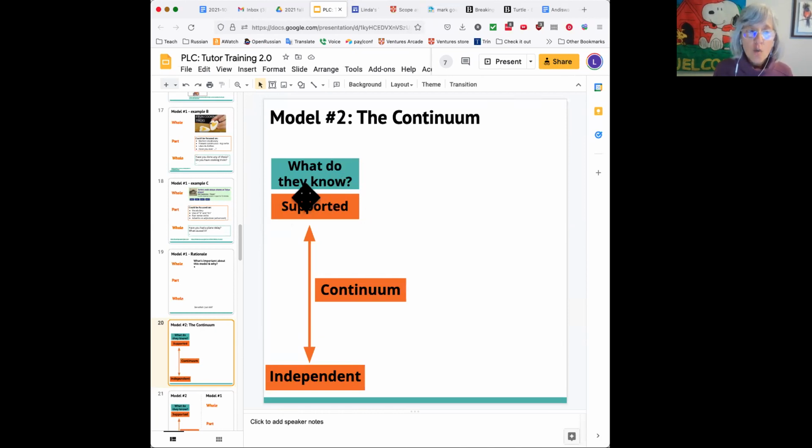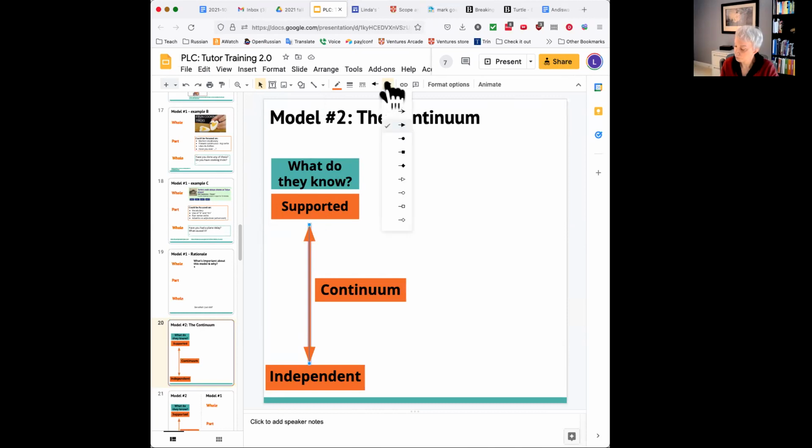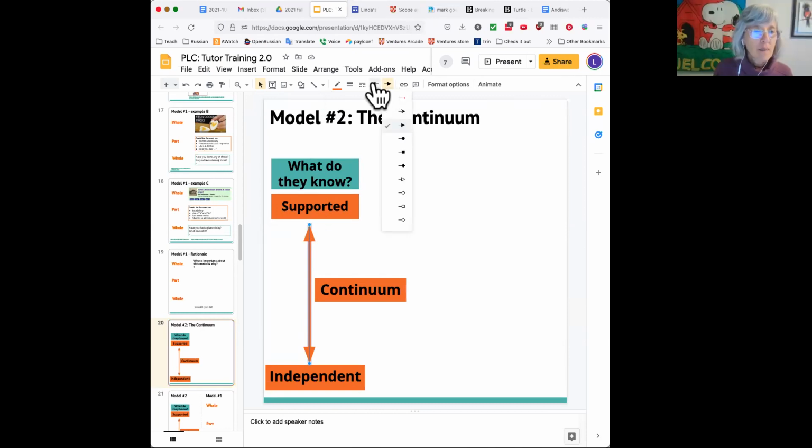And then we're going to start with supported. Actually, my arrow should probably be going mostly, sometimes we come back up, but it's mostly going down. We're starting with supported and going to independent. So by supported learning, they're where they don't have to produce. Between reading, writing, listening, and speaking.